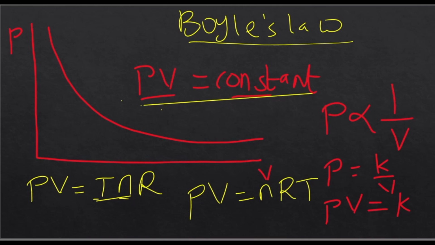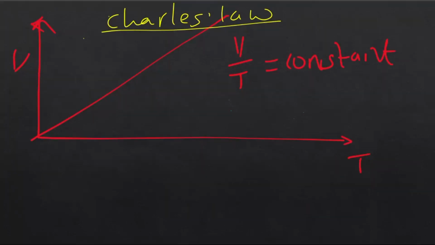Okay, there are other gas laws we need to look at. The next law is Charles's law. Charles's law investigates the relationship between temperature and volume when the pressure is constant. So this is how it is stated. Given a fixed mass or amount of a gas at constant pressure, the volume is directly proportional to the temperature.